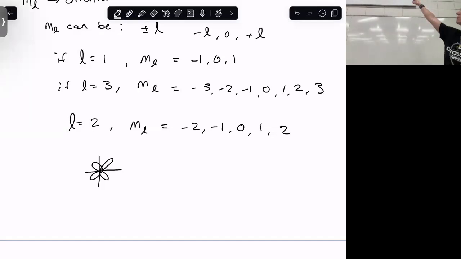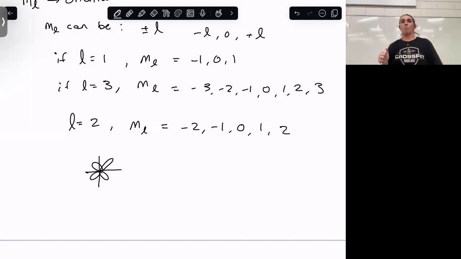Each one of those numbers correlates to a different orientation. Does that make sense? Okay. You don't need to worry why the orientation is the way it is. Just know that it is a different orientation depending on the M sub L number.